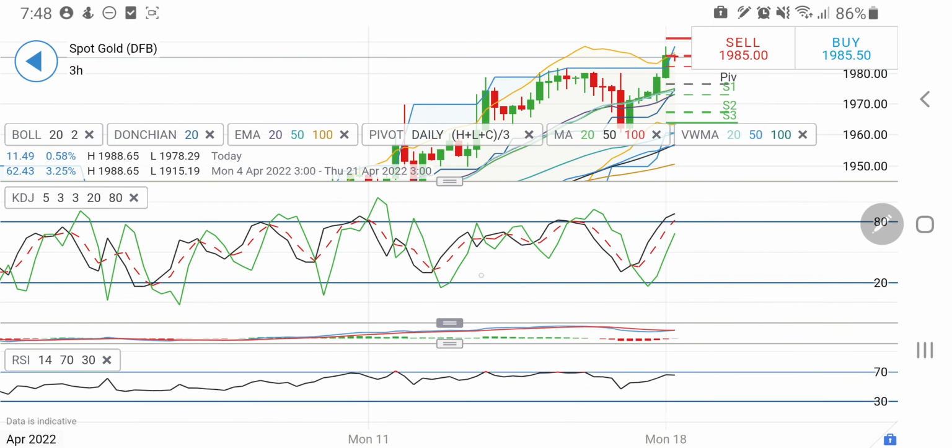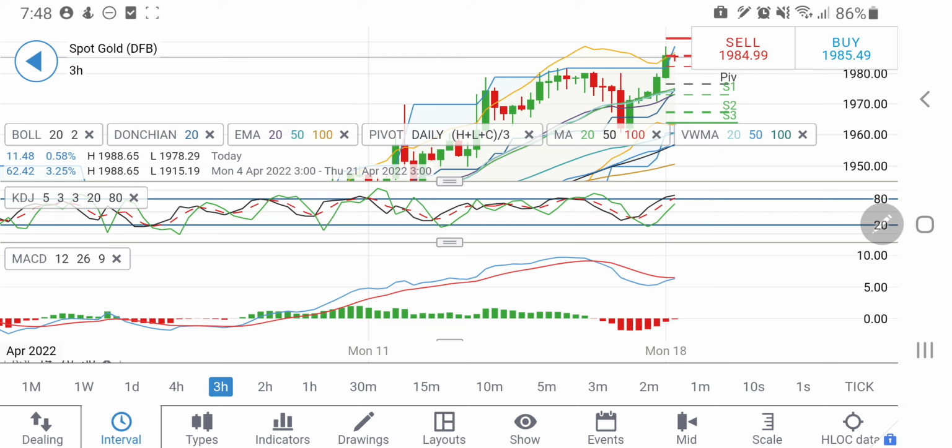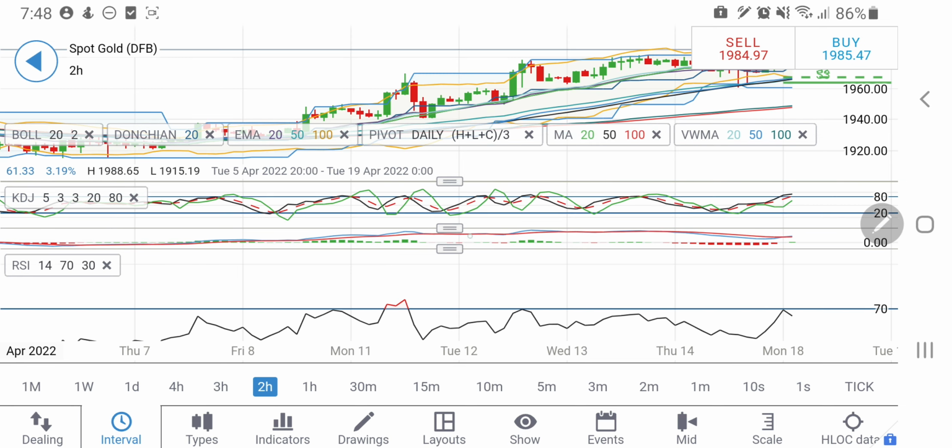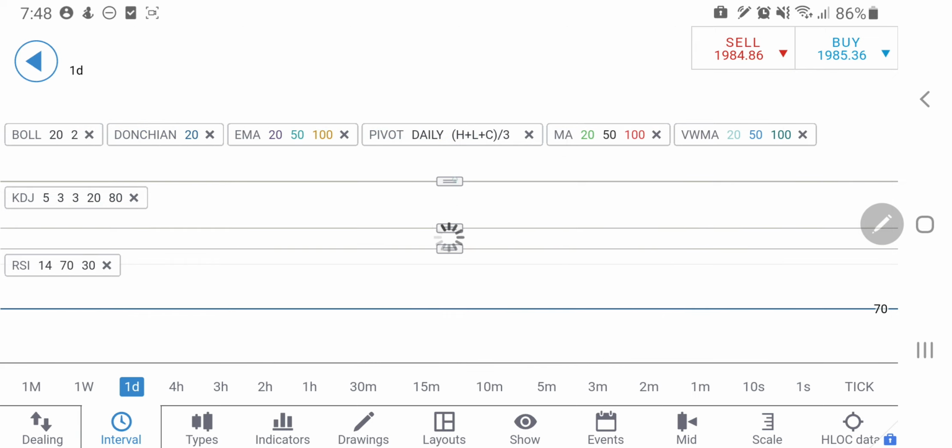Now look at this. 3-hour stochastic is overbought and hence a minor retracement cannot be denied, but there is a crossover on MACD on the 3-hour charts indicating probable bullishness to continue, and similarly the same story is on the 2-hour charts as well. Now come back to the daily charts.